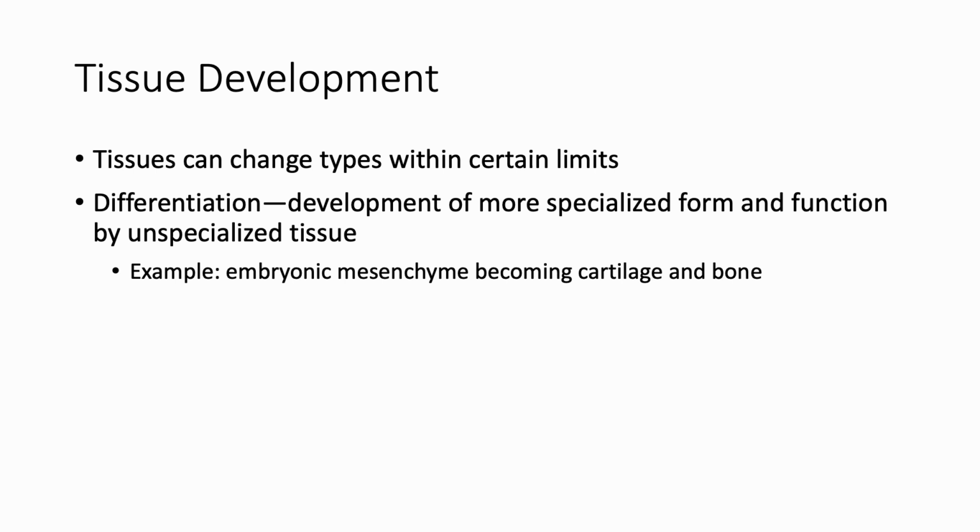So tissues can change type within certain limits. That falls under differentiation, the development of more specialized form and function by unspecialized tissue. We saw this earlier where we saw embryonic mesenchyme becoming cartilage and bone.